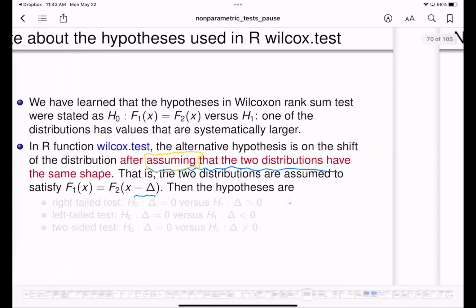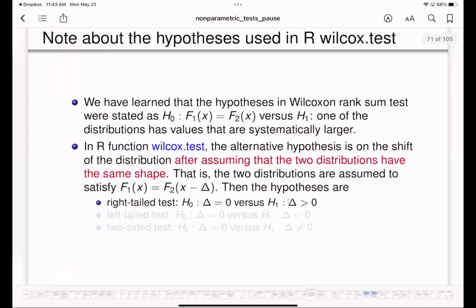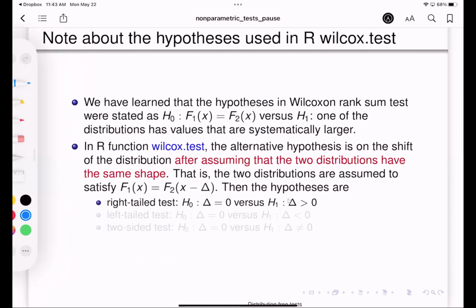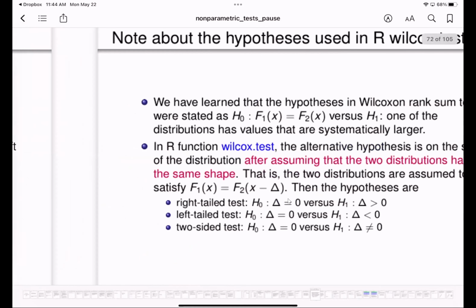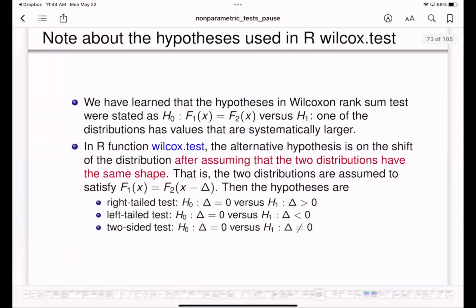And then once making that assumption, the hypothesis is specified in terms of the shift being 0 versus the shift being greater than 0, or less than 0, or not equal to 0. So that's the Wilcoxon rank sum test if you want to specify the hypothesis in terms of the shift.